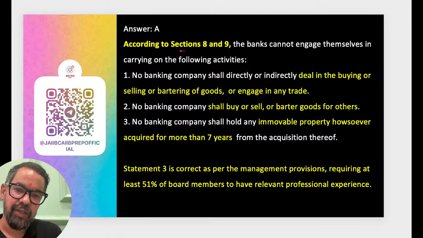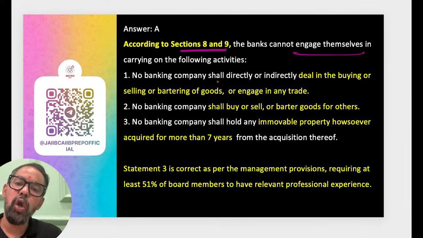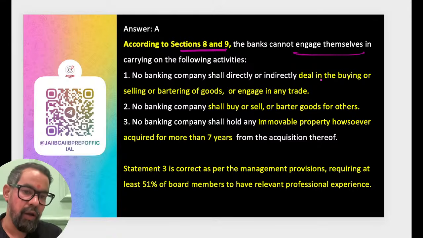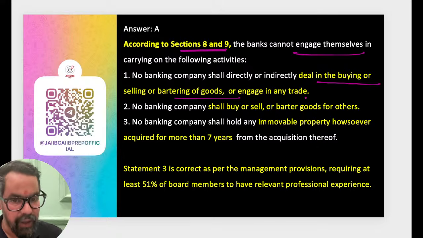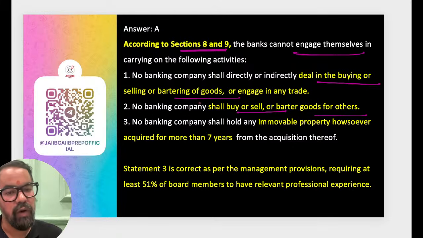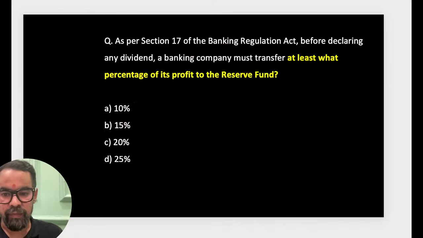According to Sections 8 and 9, the banking company cannot engage themselves in the following activities. No banking company shall directly or indirectly deal in buying or selling or bartering of goods or engage in any trade. No banking company shall buy or sell or barter goods for others. No banking company shall hold any immovable property for personal purposes beyond the 7 years clause. Okay, so that was the case. Please do remember this one. Next one.